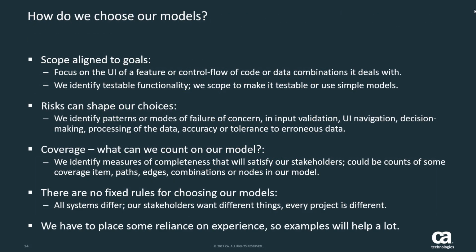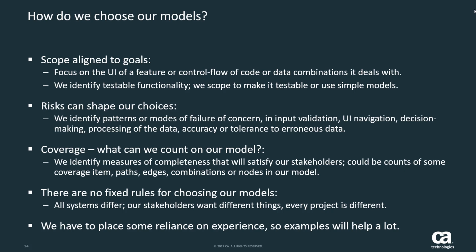So how do we choose our models? Well, one is to scope the problem, if you like, but use that scope to align with one of our goals. So the scope might be on the user interface, or the control flow of code, or the data and the combinations of data that we're concerned with. Our goals might be to focus on problems with the UI, or the flow of control in code, or in the data that's being processed.